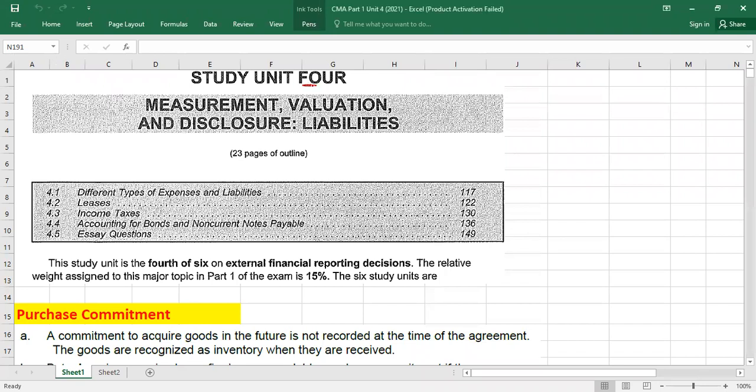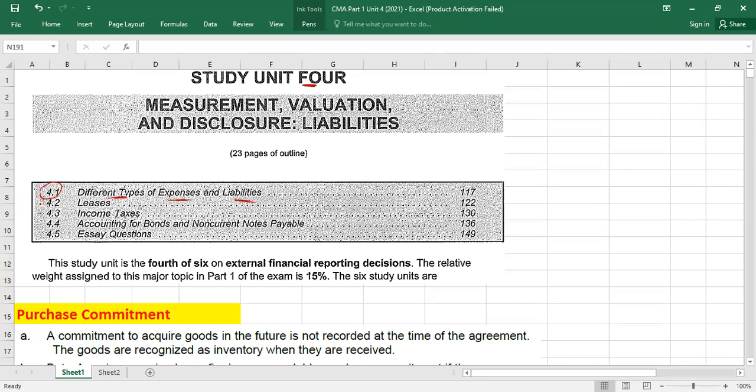In unit number 4, we have the following topics to cover. The first topic, 4.1, is about different types of expenses and liabilities. This is a very important topic because from here we will discuss purchase commitment. We will also talk about accounting for warranty, and accounting for contingencies, right?